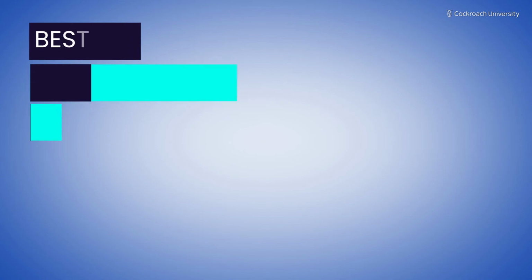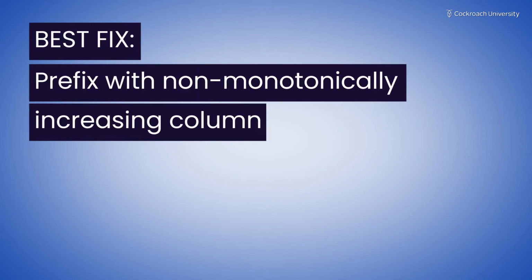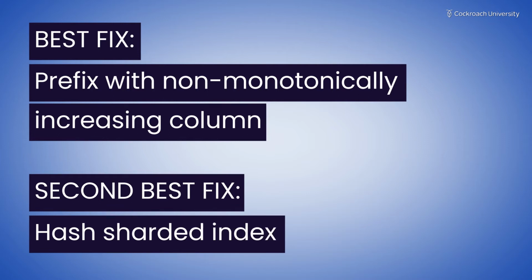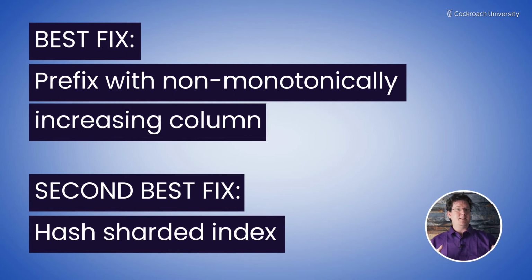The best way to fix this is to pick a composite primary key prefixed by something that isn't always increasing on insert, like a username. But when that's not easy to do, a simpler fix is to create a hash-sharded index. This is currently an experimental feature in CockroachDB, so the implementation may be subject to change at a later time.